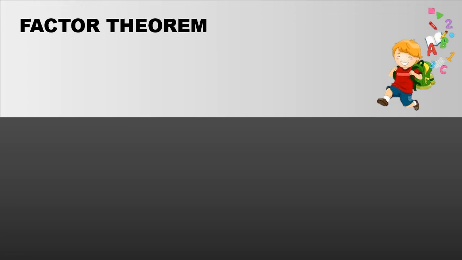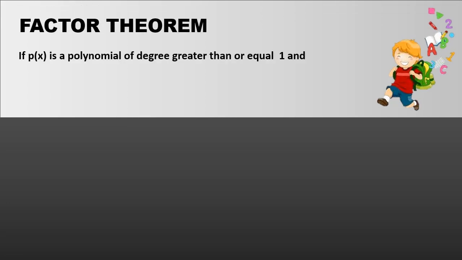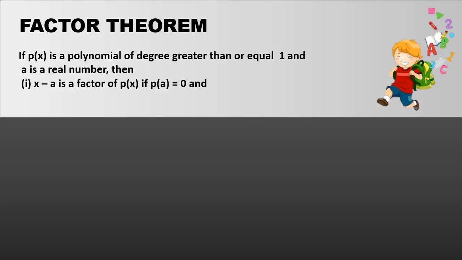Now we discuss the factor theorem. If p of x is any polynomial of degree greater than or equal to 1 and a is any real number, then x minus a is a factor of p of x if p of a equal to 0. Conversely, if p of a equal to 0, then x minus a is also a factor of p of x.